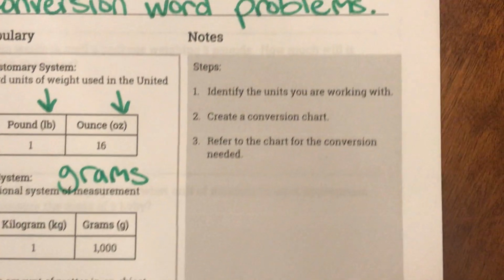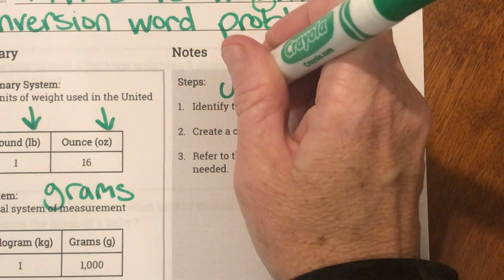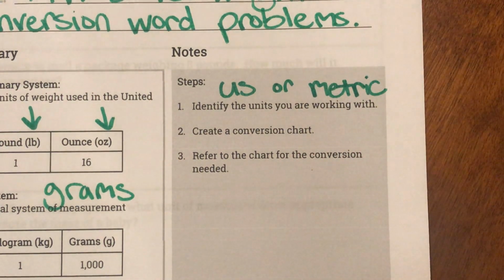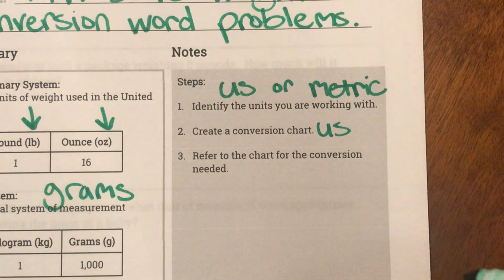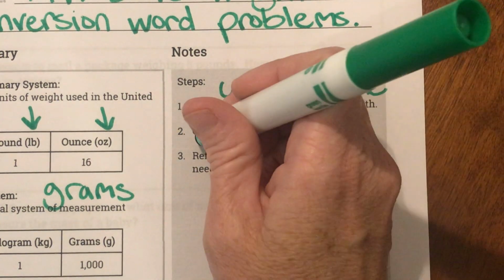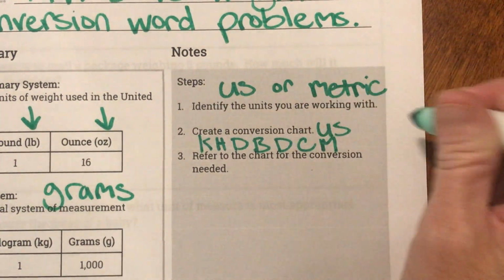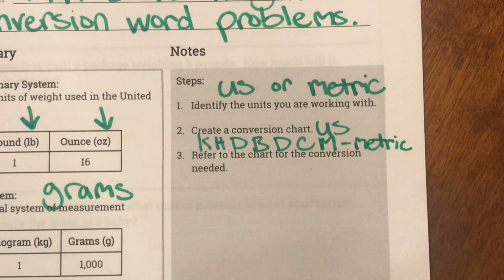For our steps, remember our first step says identify the units you are working with. That means, are we using US or are we using metric? For step 2, we're going to decide our tool. Our tool is going to be a conversion chart if it's US. If it's metric, it's going to be King Henry died by drinking chocolate milk. That's going to be our tool for metric. And then step 3 is we're going to refer to our chart or our King Henry to help us make our conversion.